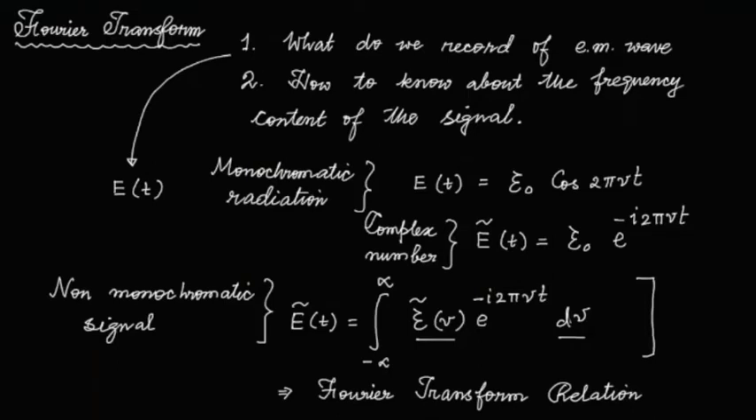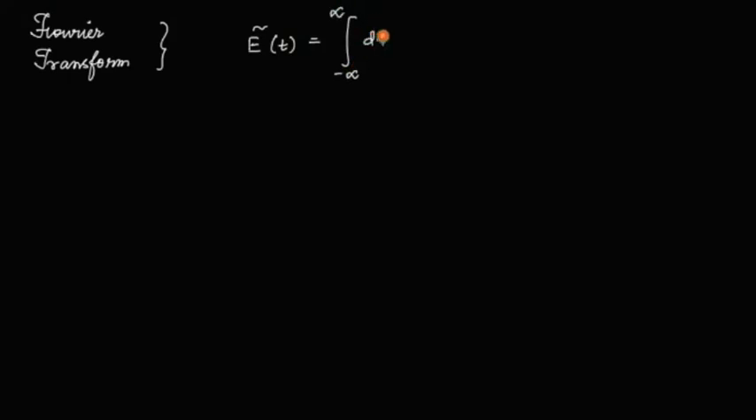Now, before we do that, let us carry this expression forward, the Fourier transform relation, into the next page, and then we'll do it from there. So, Fourier transform relation. E tilde as a function of t is the integral from minus infinity to plus infinity. Let me write d nu first, and then you have epsilon nu e to the minus i 2 pi nu t.